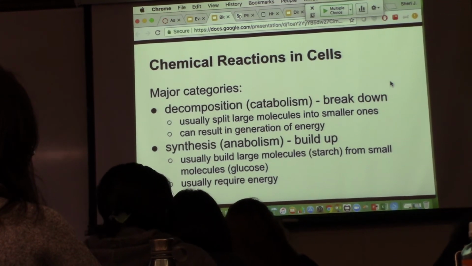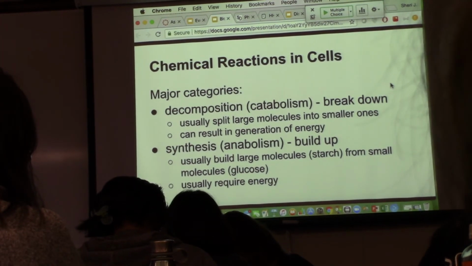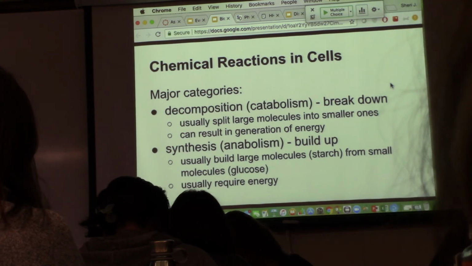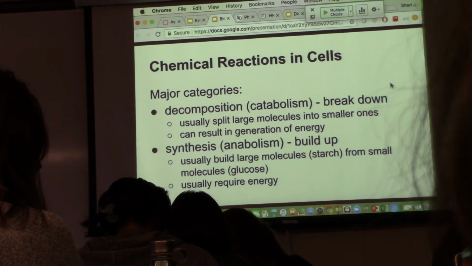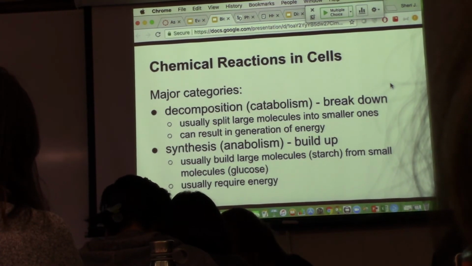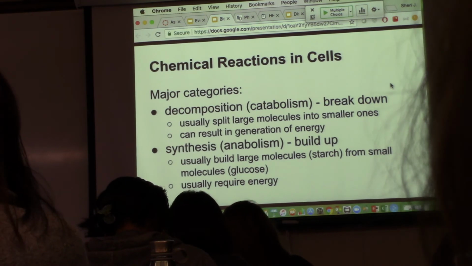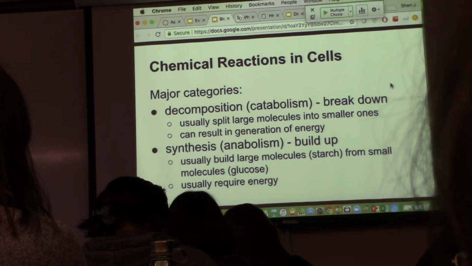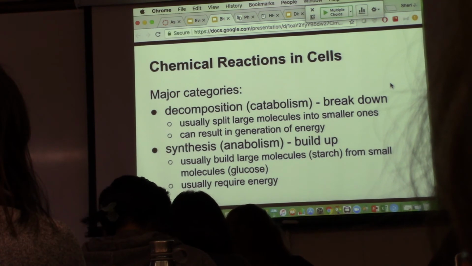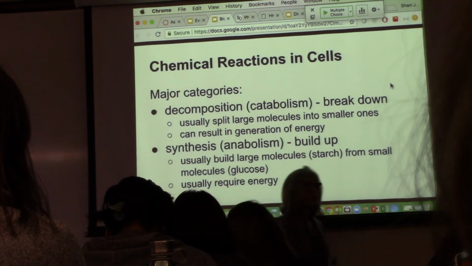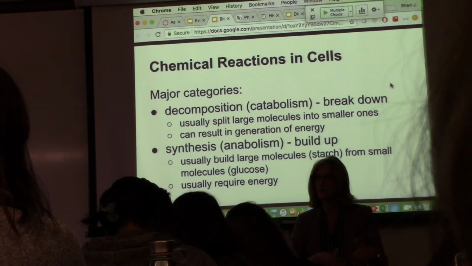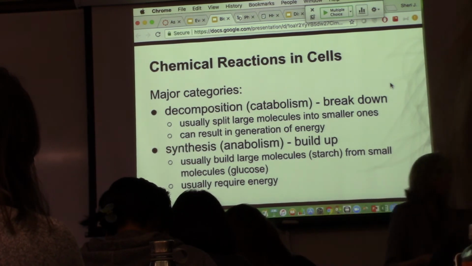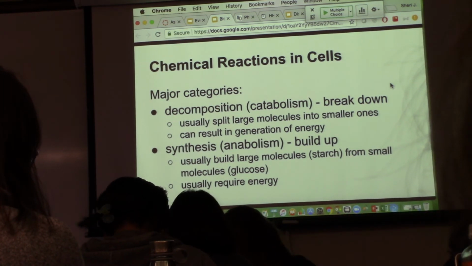So in cells, we don't care about all the different kinds of chemical reactions. We only care about the ones that happen in cells. And so the major categories in the environment of a cell are chemical reactions that build things up, so these are synthesis reactions or anabolic reactions. And we care about reactions that break things down, so decomposition reactions, or sometimes we refer to this as catabolism. So this would be where you eat spaghetti and your body breaks it down and gets energy out of it. It'd be a catabolic process where you break down the starch into glucose, and then you break down the glucose and generate ATP out of it.